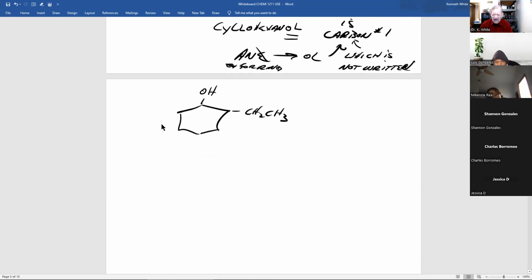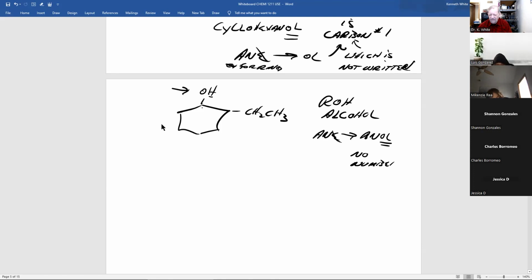Now, if we look at the following molecule, the question is, what's the IUPAC name for the following? And we look for what's different, what's not carbon, what's not hydrogen. Ooh, oxygen with a hydrogen and a carbon, that's an alcohol. And here you name the ring as a cycloalkane, drop the E, put in OL, and no number, because that carbon is always number 1.